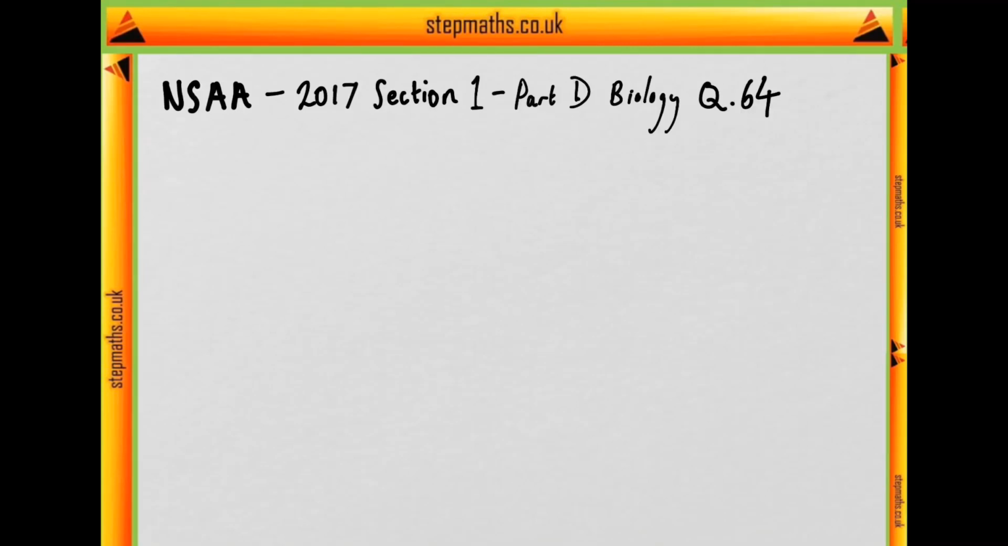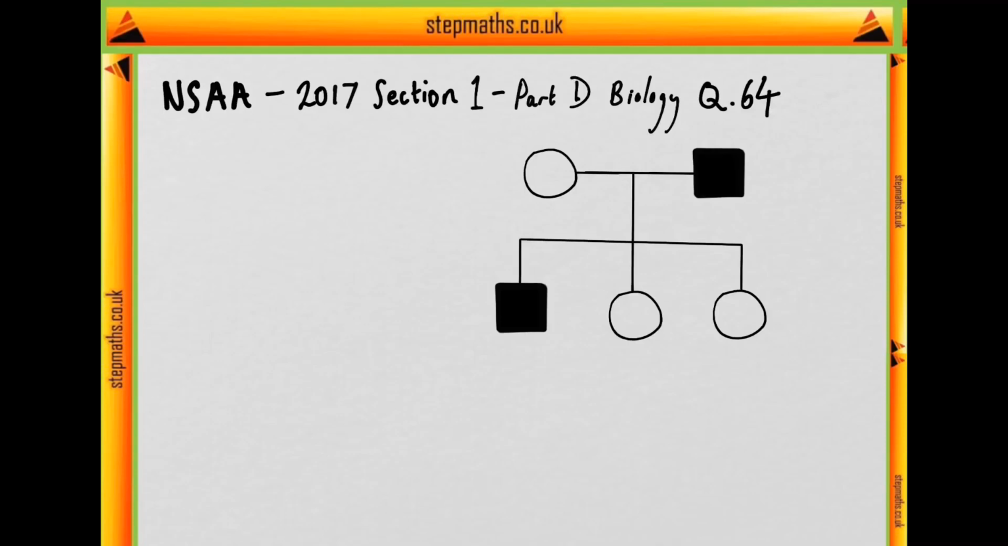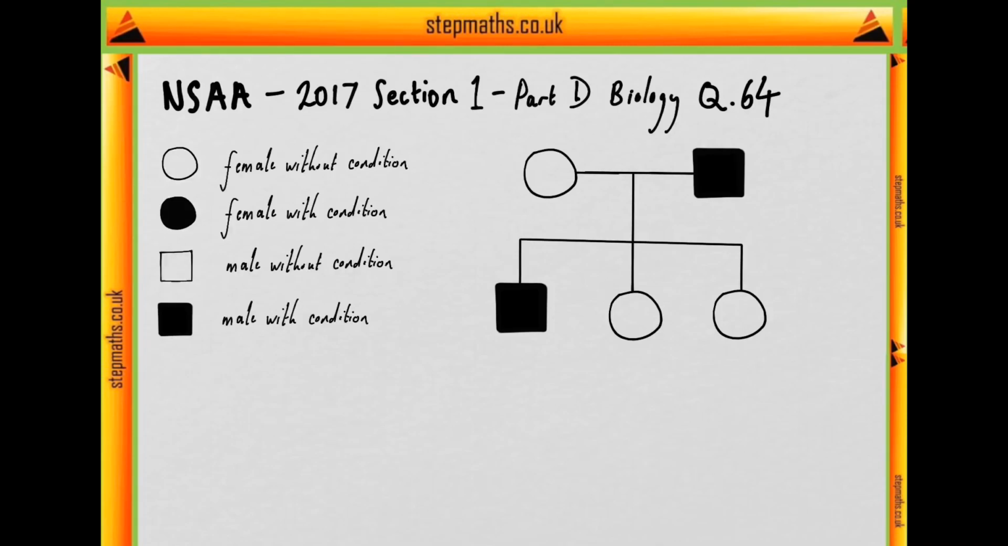In question 64, we're told that an inherited condition is caused by a recessive allele, and we're shown this family tree here, showing the inheritance of this recessive condition in one family. So we're given the usual notation for an inheritance diagram, with circles representing female, squares representing male, and black and white representing diseased and undiseased states respectively.